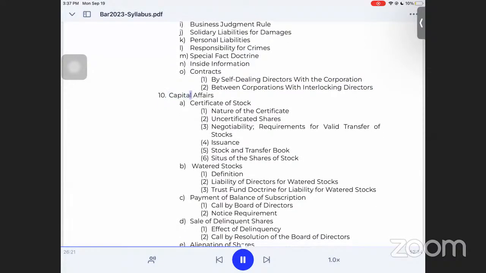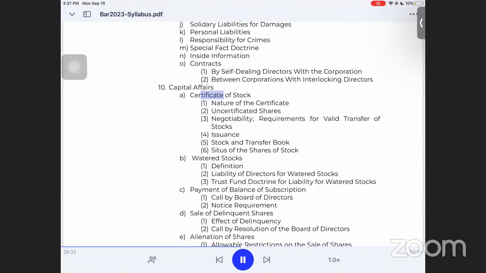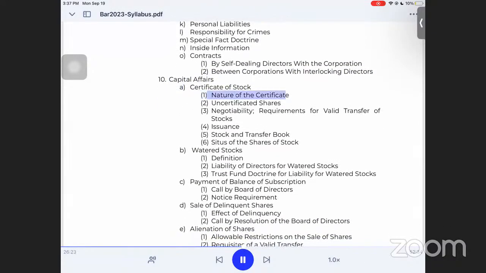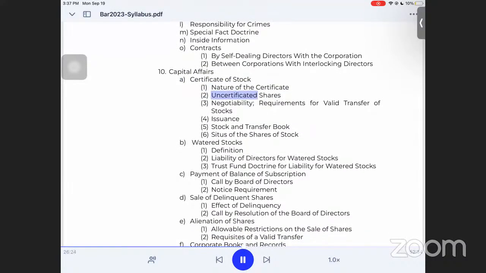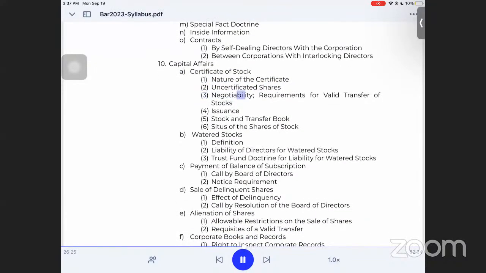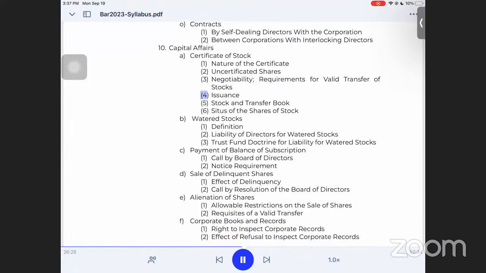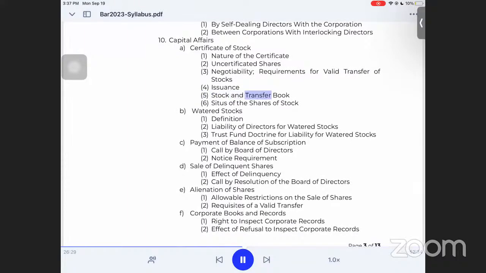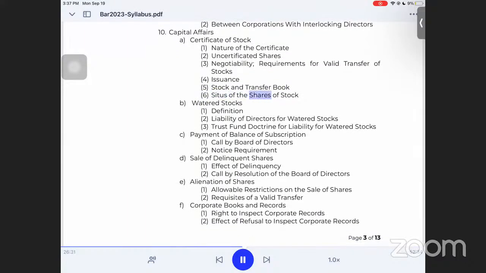10. Capital affairs. A. Certificate of stock. 1. Nature of the certificate. 2. Uncertificated shares. 3. Negotiability, requirements for valid transfer of stocks. 4. Issuance. 5. Stock and transfer book.